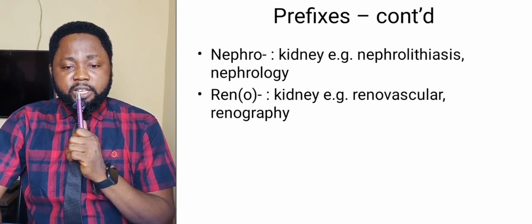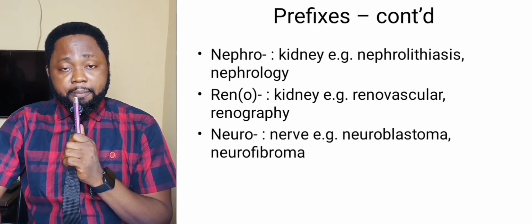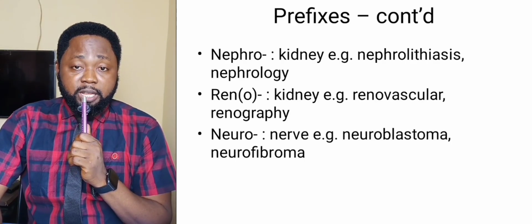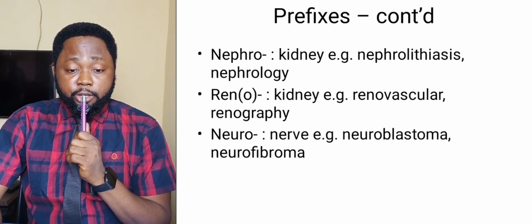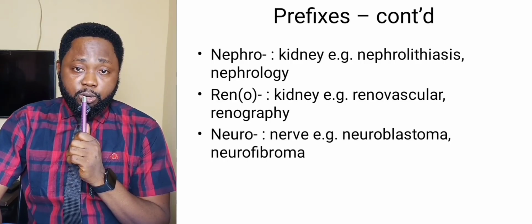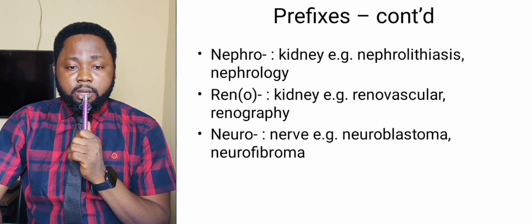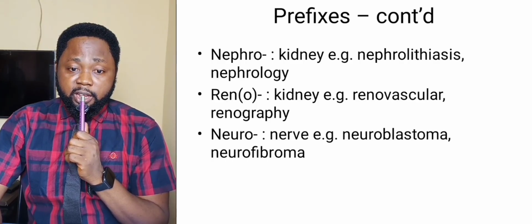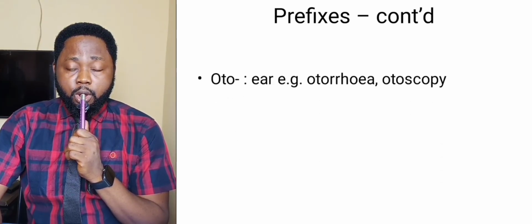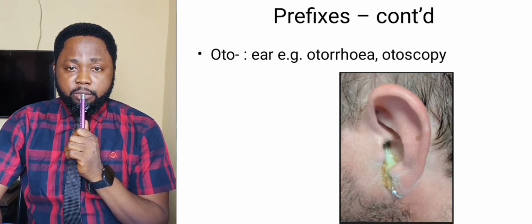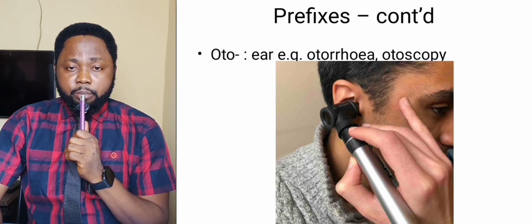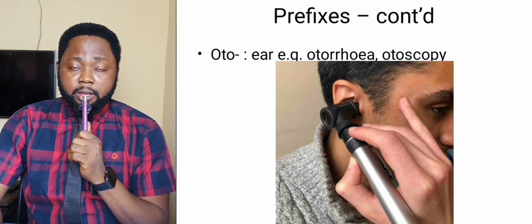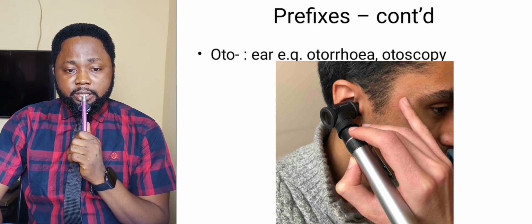Neuro refers to the nerves or the nervous system. Examples include neuroblastoma, which is a malignant tumor of the nerves. Neurofibroma, a benign tumor of peripheral nerve sheaths. Oto refers to ear. Examples include otorrhea, which means discharge from the ear. Otoscopy means the viewing of the inside of the ear by use of a lighted instrument.